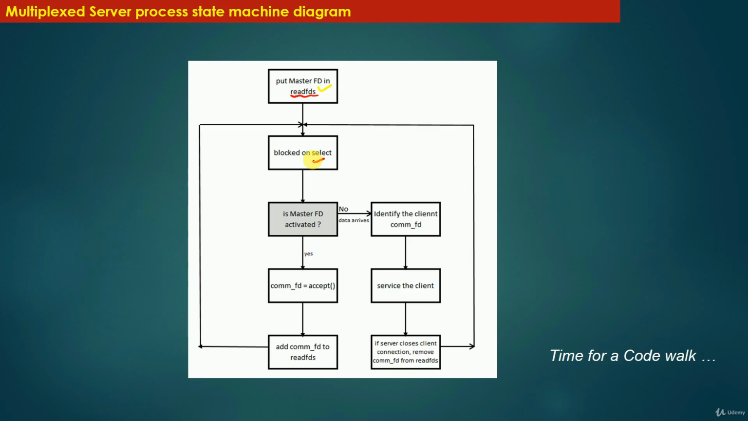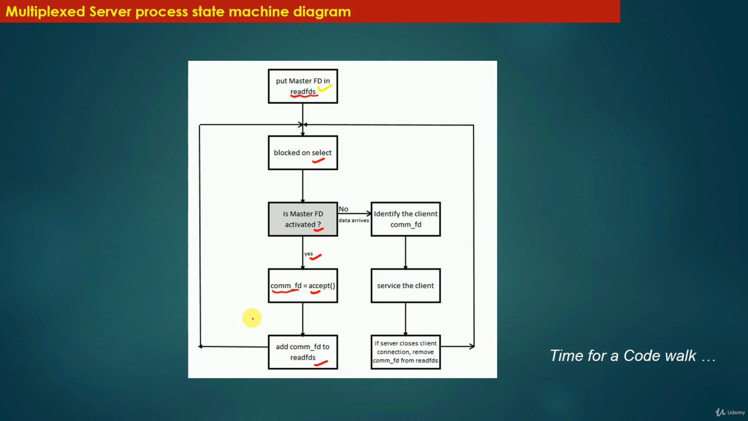After that, when the server received the new connection initiation request, the server gets unblocked from the select system call. Here the server will check whether it is the master socket file descriptor which is activated. Yes, if the master socket file descriptor is activated, it means that the server has received a new connection initiation request from a new client. So the next thing that the server does is to invoke the accept system call and create a communication file descriptor for that new client which has just connected to our server. And the next thing our server does is to add this communication file descriptor to the FD set data structure.